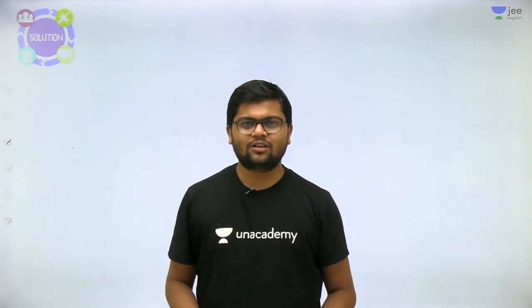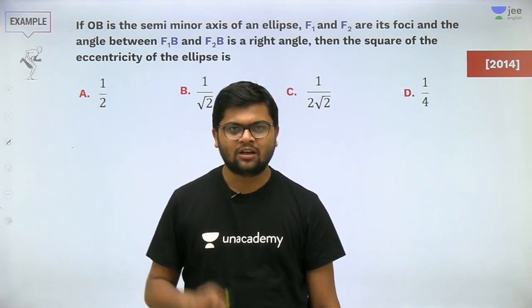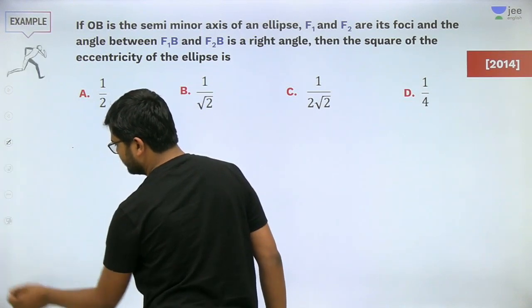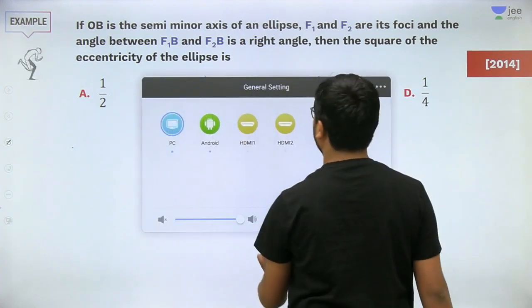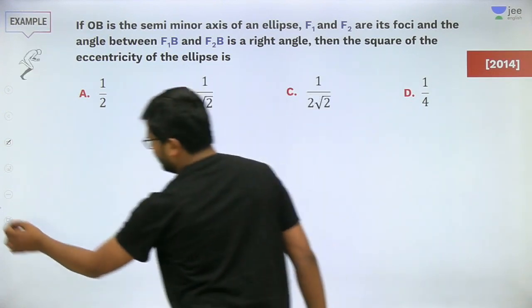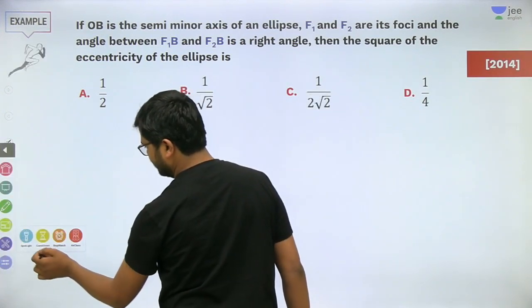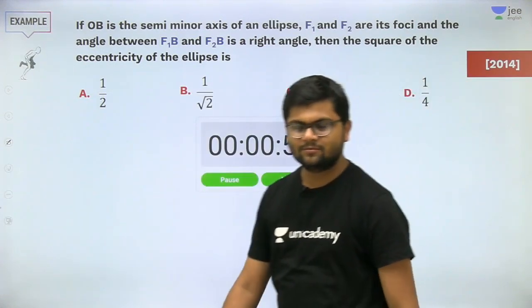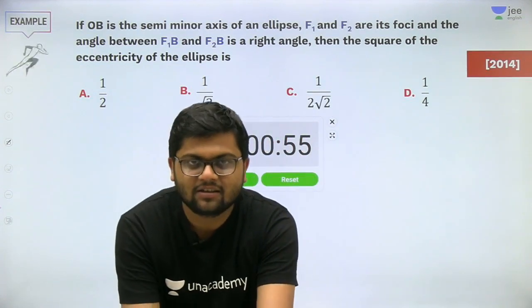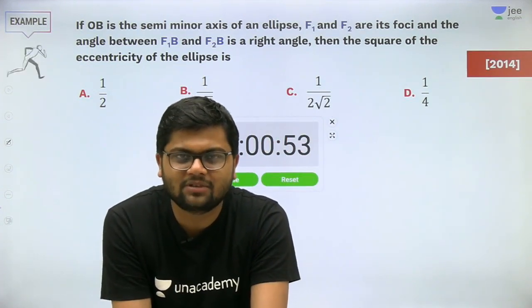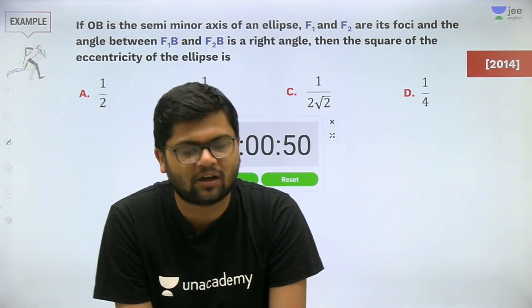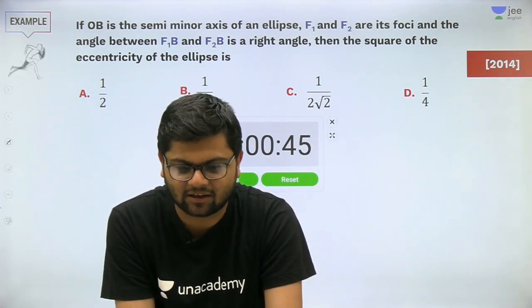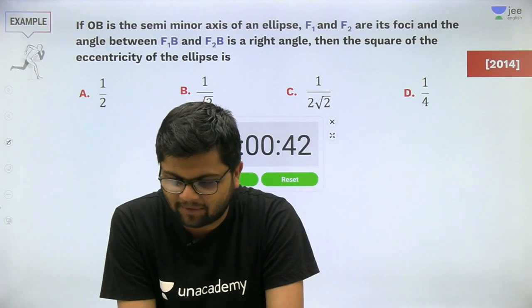Okay, so let's start solving the next question. Very basic question, very wonderful question. So I am giving you 1 minute, start solving it. Okay, try. Start solving. If OB is the semi-minor axis of an ellipse, F1, F2 are its foci, and the angle between F1B and F2B is a right angle, then the square of the eccentricity will be.